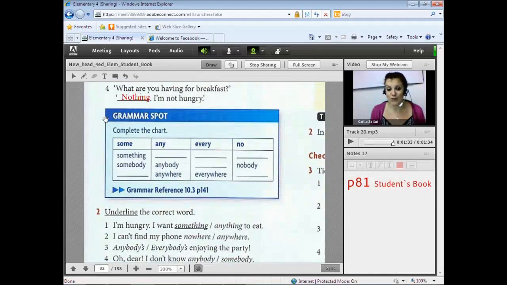What are the different options? For example, something, somebody, and if you look at the rest of the chart in the third line, what's missing from here? Somewhere. That's right, somewhere. So I want you on your own to complete the rest of the chart with the correct words. Off you go.